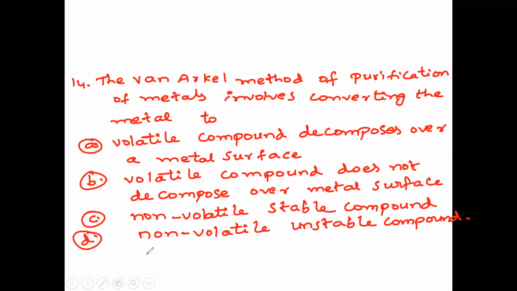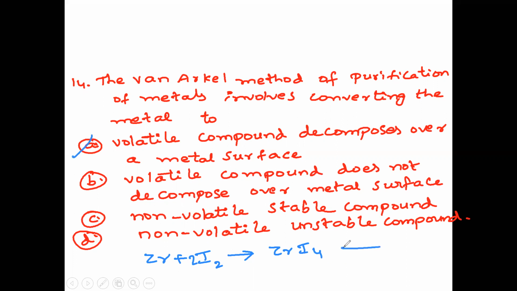Since you know the Van Arkel method is used for refining high quality metals, zirconium and titanium are purified by this method. Zirconium combines with iodine and forms zirconium iodide. Zirconium iodide is a volatile stable compound. Volatile compound decomposes over a metal surface. So the answer is the first option.